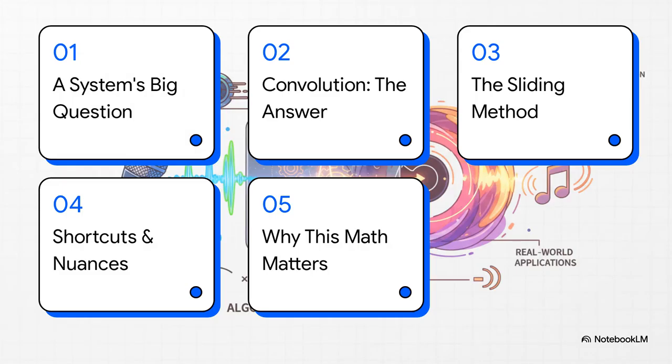So here's how we're going to break it all down. First, we'll set up the basic question. Then we'll define what convolution actually is. After that, we're going to really dig into a super intuitive way to calculate it called the sliding method. We'll also touch on a few other ways to do it, and then, the best part, we'll see why any of this actually matters in the real world.